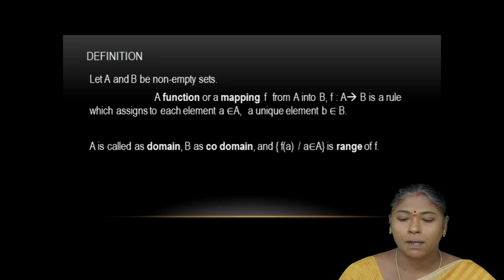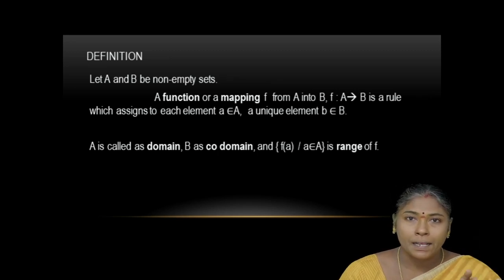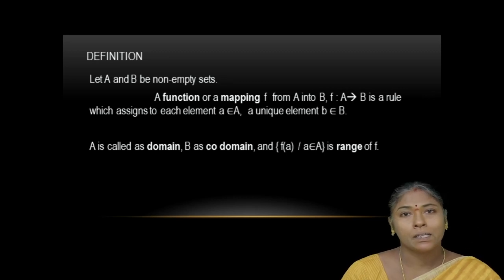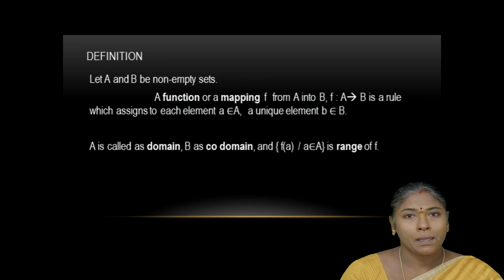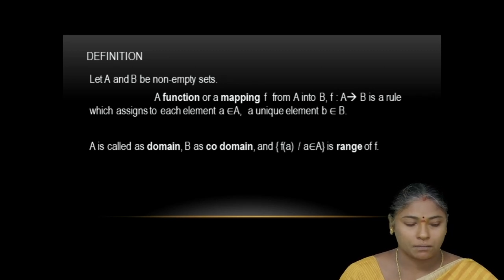A is called the domain and B is the codomain, and the set of all f of a such that a belongs to A is called the range of f. Set A is the domain, and set B is the codomain. If for every element in A we can define a unique element in set B, that rule is called a function. The set of images obtained in B is the range of f, defined as the set of all f of a such that a belongs to A.